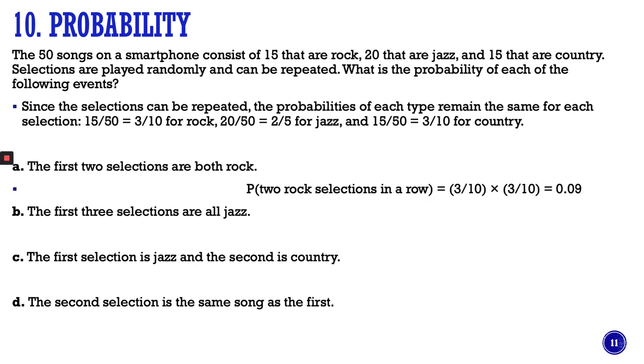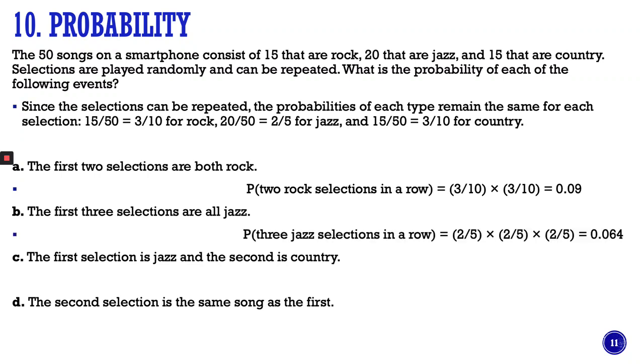The first 2 selections are both rock. Well, that would be the probability of a rock song times the probability of a rock song, which is 3/10 times 3/10, which gets you 0.09. The first 3 selections are all jazz. Well, that's the probability of a jazz times the probability of a jazz times the probability of a jazz. So 2/5 times 2/5 times 2/5 equals 0.064.